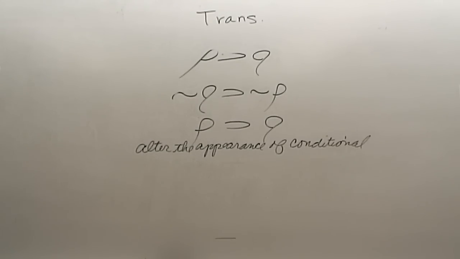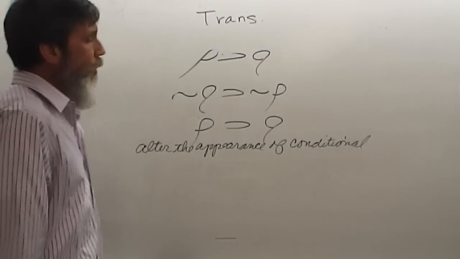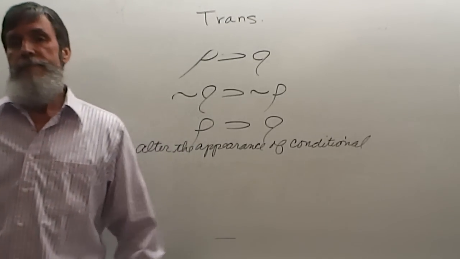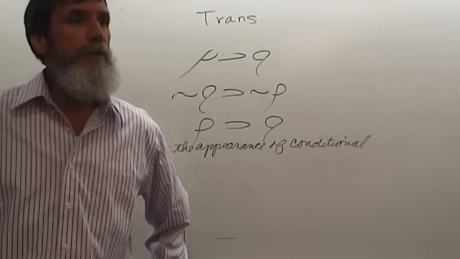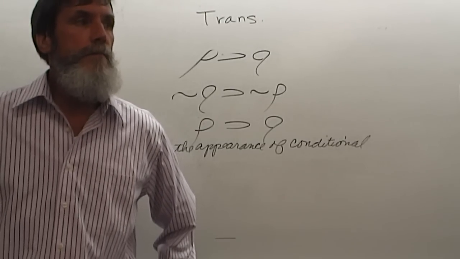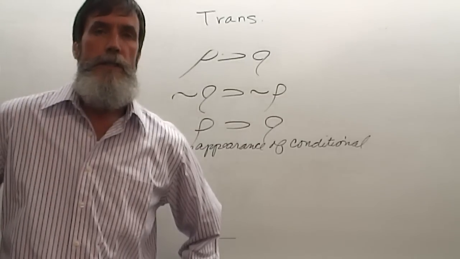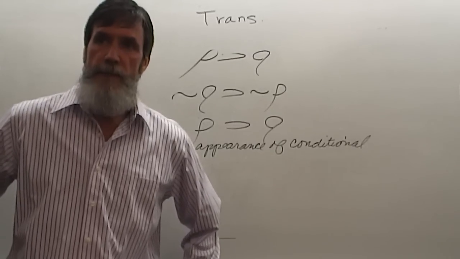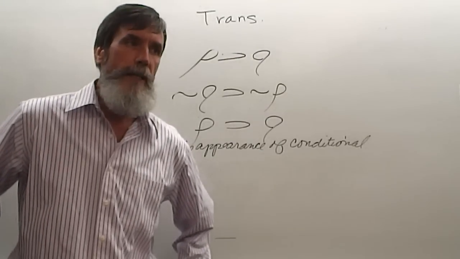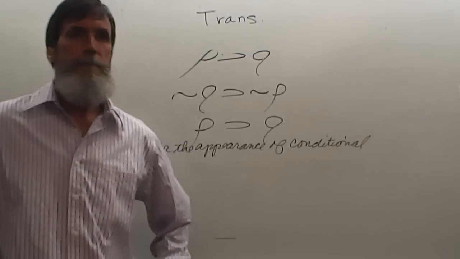Why would we want to alter the appearance of a horseshoe? To make it look the way we want it to for perhaps one of our first 9 rules of inference. Modus ponens, modus tollens. Very often used in hypothetical syllogism to manipulate horseshoes so that we can use them in hypothetical syllogism.